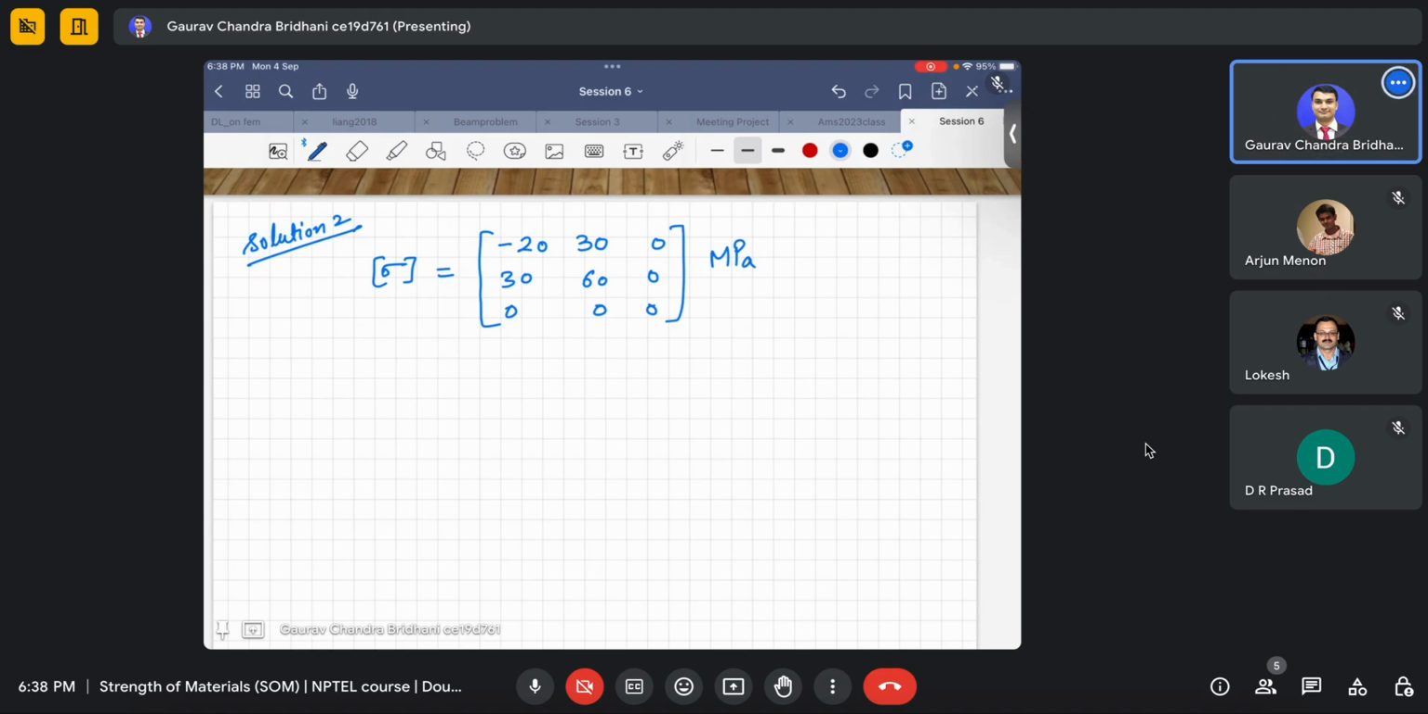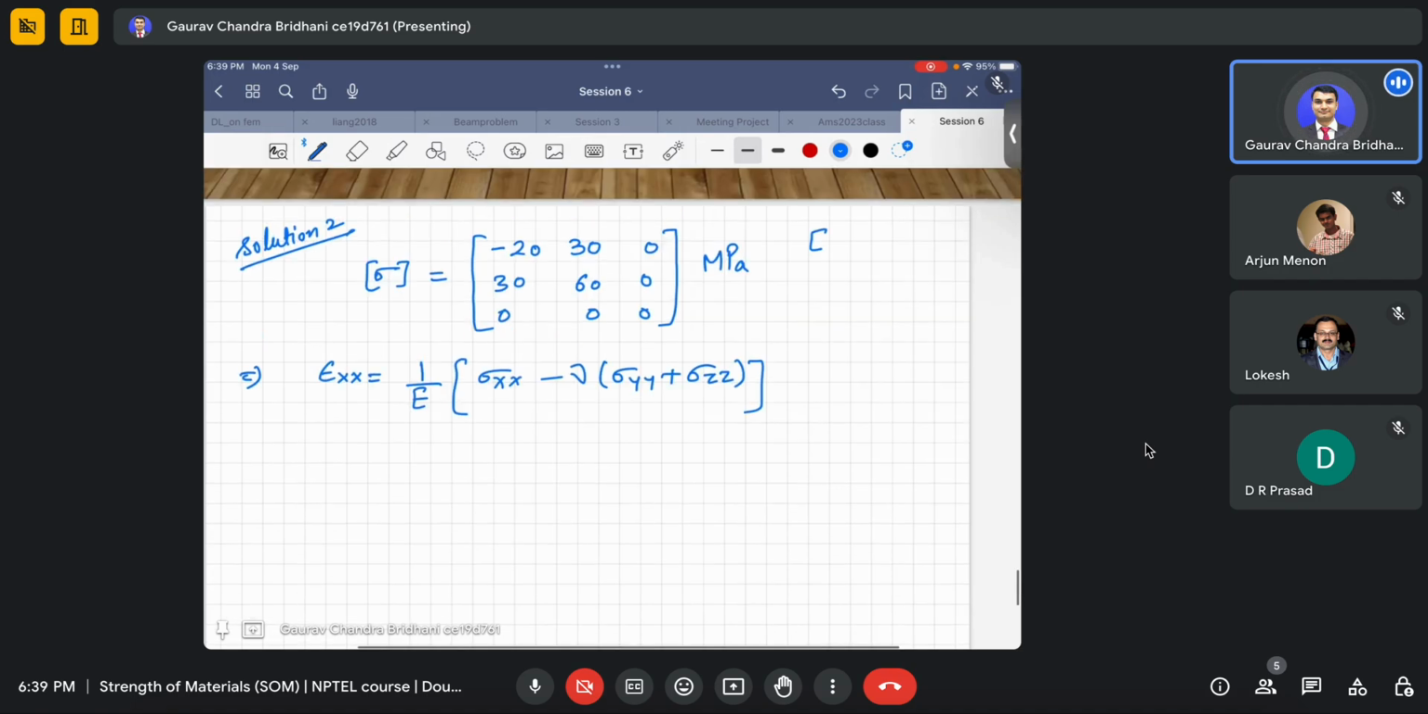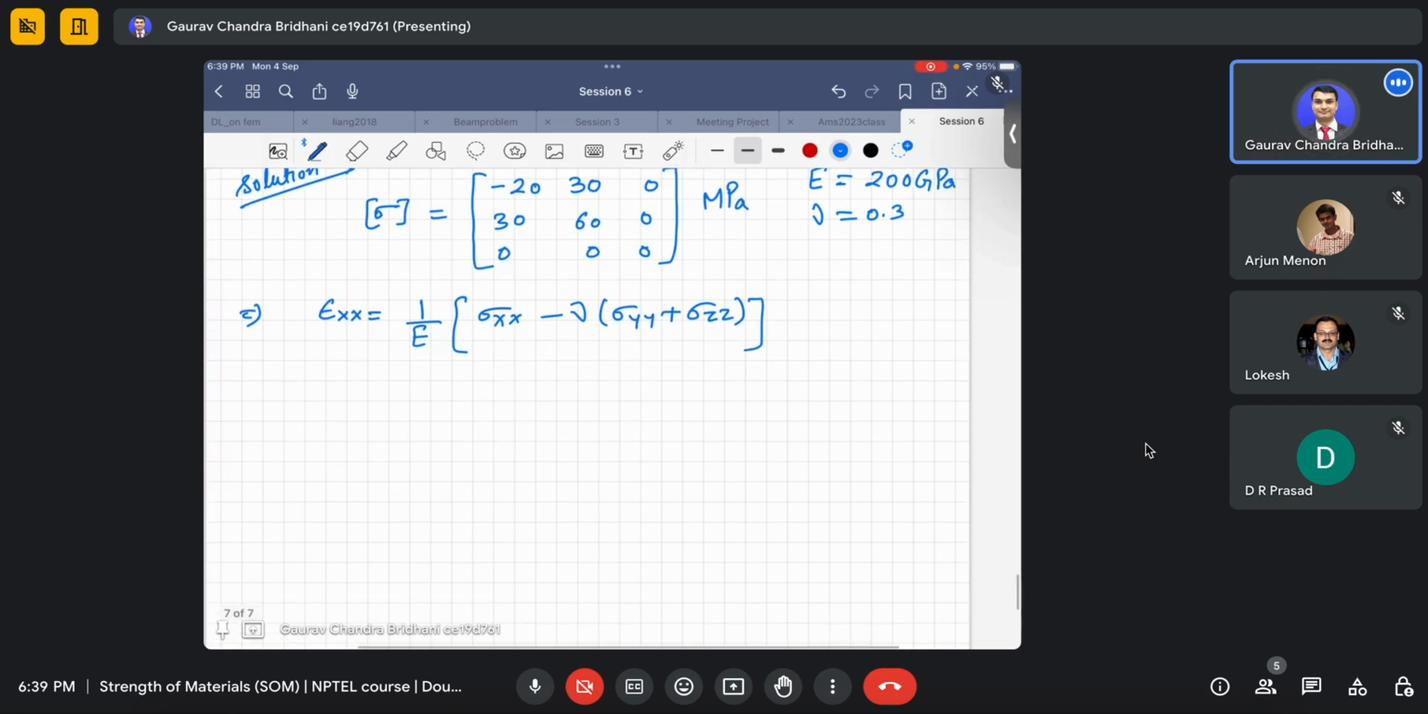Now let's go to the expression for how we find the strain. Again I need to write the similar expression. So we have epsilon xx as 1 upon E times sigma xx minus nu times (sigma yy plus sigma zz). In this problem also E is given, it is 200 GPa, and nu is given as 0.3. So I'll substitute the given quantities: 1 upon E times sigma xx, which is -20, minus nu which is 0.3, times sigma yy 60 plus sigma zz which is 0.